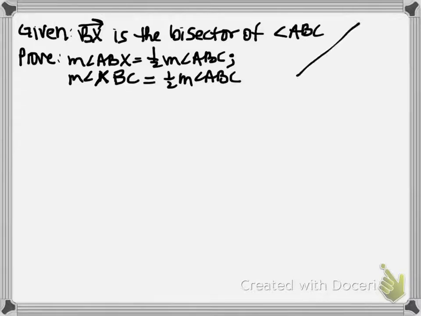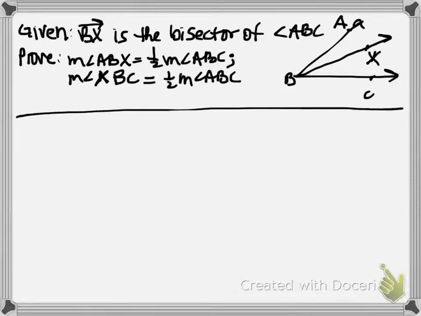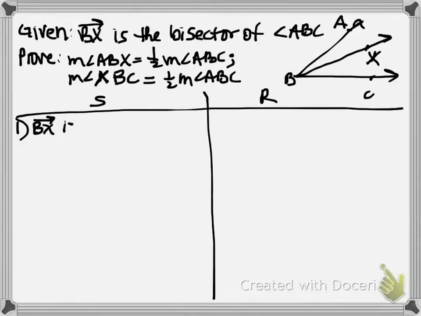So again, the diagram is just kind of a repeat of what we had. We have A, B, C, and X. So we have a statement, and we have reasons. We start with a given that ray BX is the bisector of angle ABC. So take note of my abbreviations.